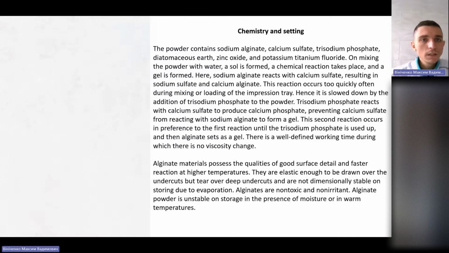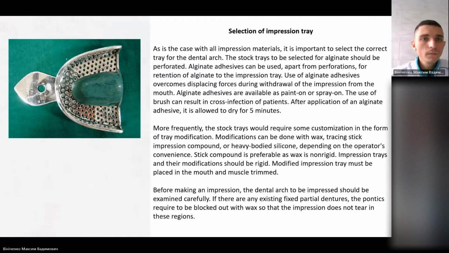Okay, chemistry and setting. Okay, let's talk about the selection of impression tray. As is the case with all impression materials, it is important to select the correct tray for the dental arch. The stock trays to be selected for alginate should be perforated. As you can see, this we use for alginate. Alginate adhesives can be used apart from perforations for retention of alginate to the impression tray. Use of alginate adhesives overcomes displacing forces during withdrawal of the impression from the mouth.